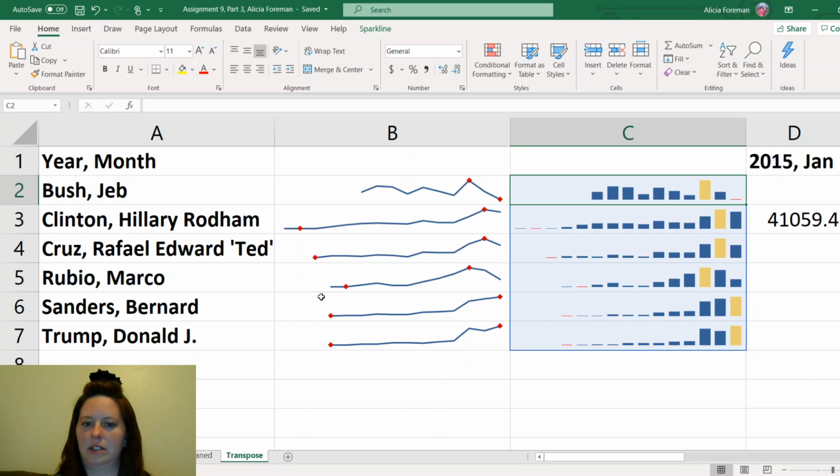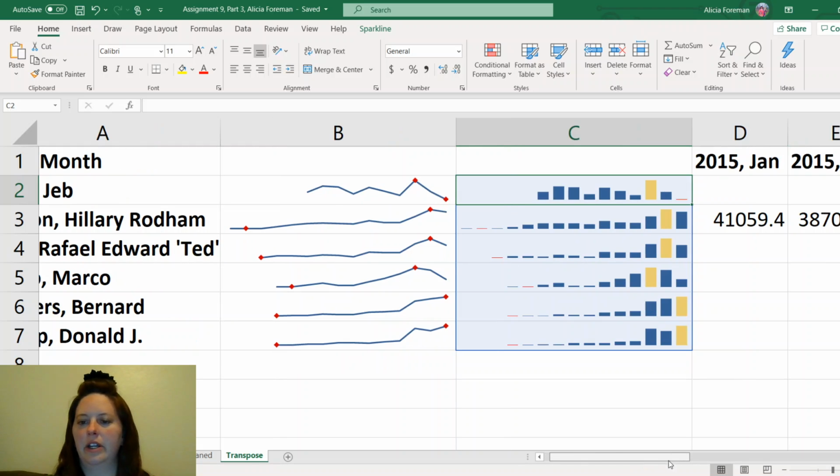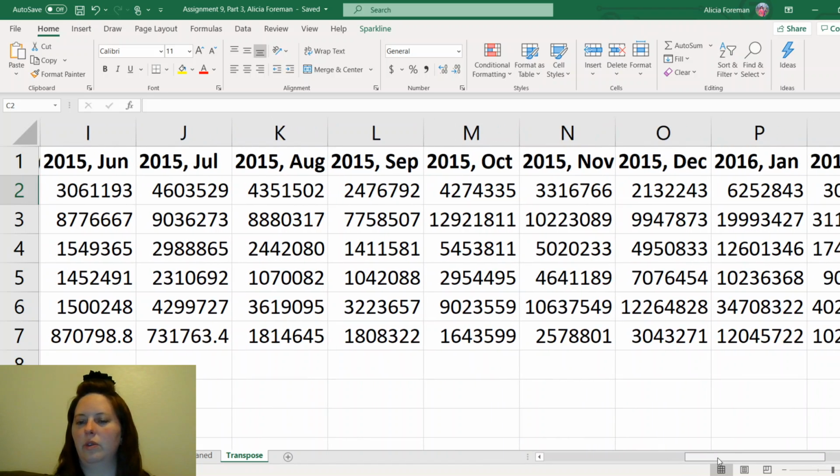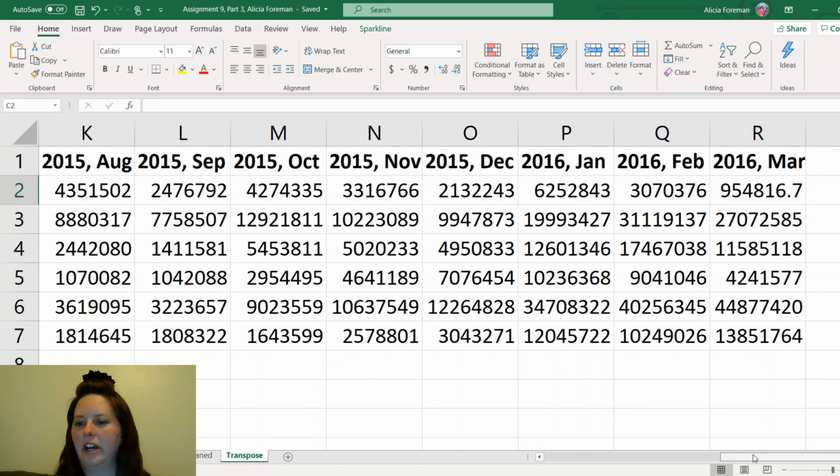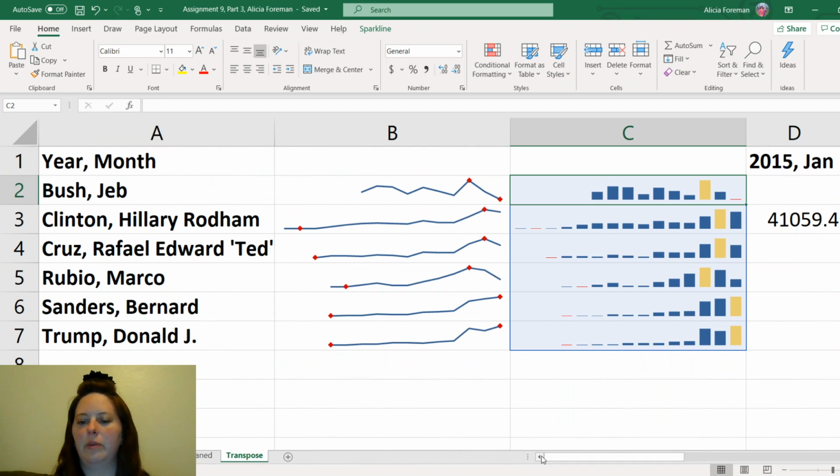Bernie Sanders was the next big candidate, kind of followed Trump's spending plan, and then Hillary Clinton spent quite a bit. She started earlier than all the other candidates that we're looking at right here, and went up pretty high, consistently with all the candidates. So it's pretty interesting to look at the numbers. They're kind of gross, but what a great way to see them here in these little spark lines.